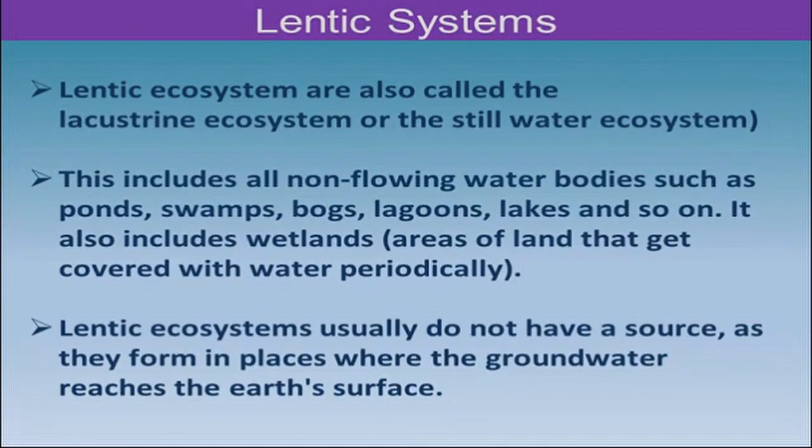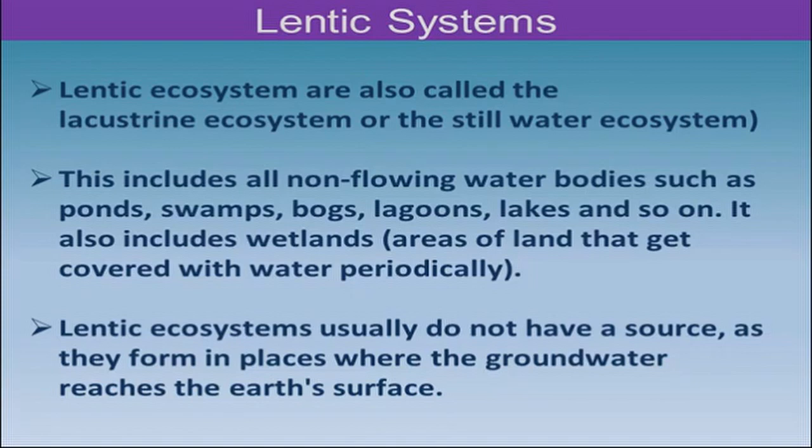Lentic systems. Lentic ecosystems are also called the lacustrine ecosystem or the still water ecosystem. These systems include all non-flowing water bodies such as ponds, swamps, bogs, lagoons, lakes, and so on. It also includes wetlands. What are wetlands? These are the areas of land that get covered with water periodically.